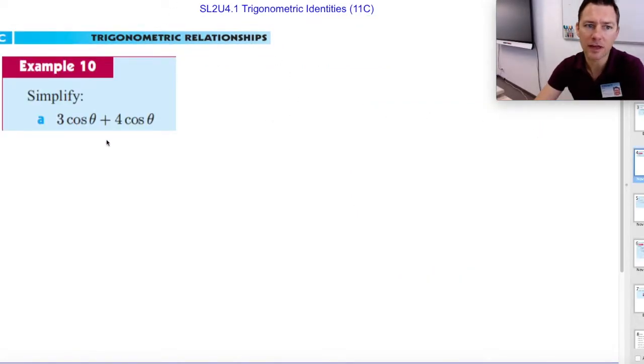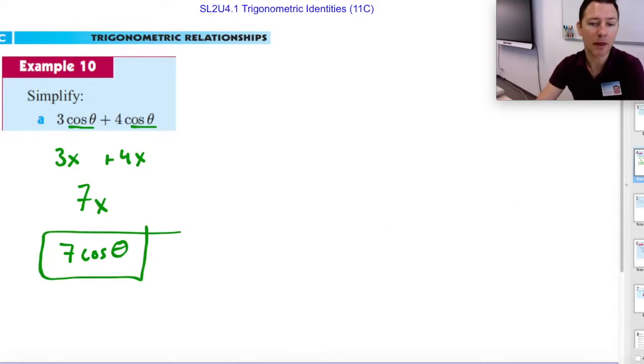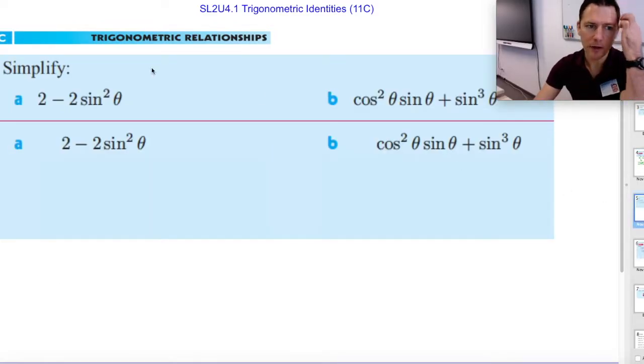One other piece is that you can treat cosine theta just like an x or a y. You could think about this like 3x plus 4x. How many x's? Well, 7 x's. But instead of x, it's cosine of theta. So this is really 7 cosine thetas. You can treat them like variables in equations by themselves. So let's try this out.